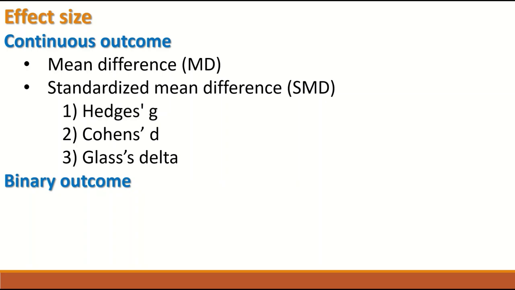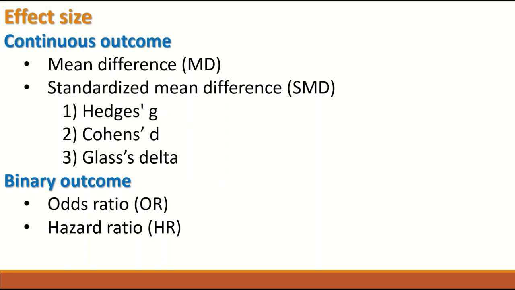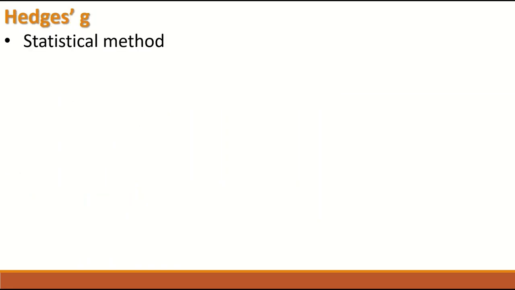However, when the outcome is binary, which is not continuous, then the research study will use an effect size estimate such as the odds ratio, the hazard ratio, or the risk ratio. So let's start with the first SMD, which is the Hedges G. What is a Hedges G?